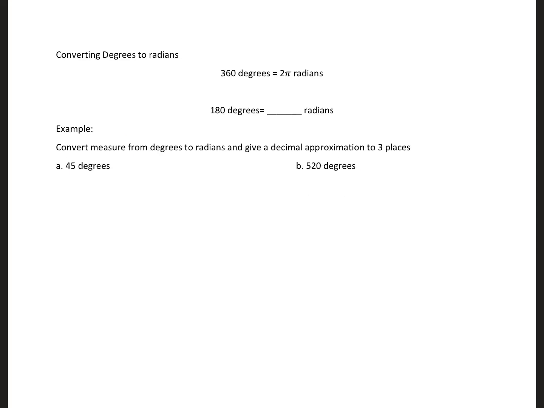So let's talk about how we convert from degrees to radians. Since there's 360 degrees in a circle and we say that that is equal to 2 pi radians, we could actually divide both sides by 2 and come up with the fact that 180 degrees, 360 divided by 2, is equal to pi radians. 180 degrees equals pi radians, in the same way that 360 degrees equals 2 pi radians.